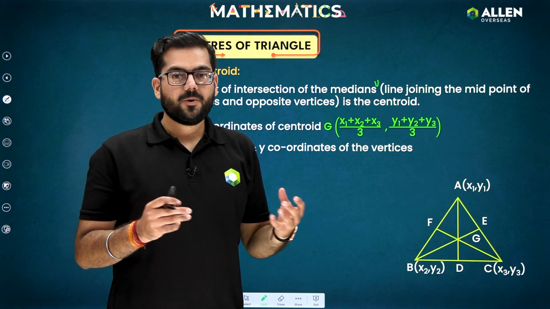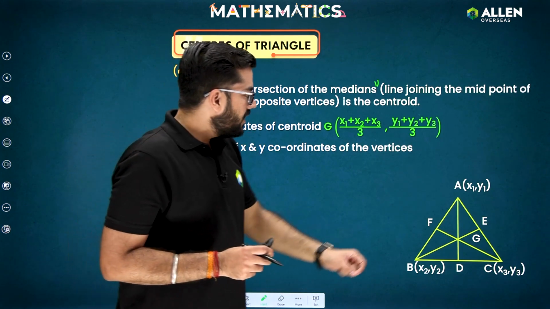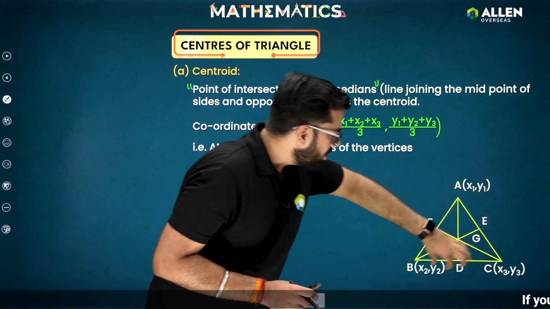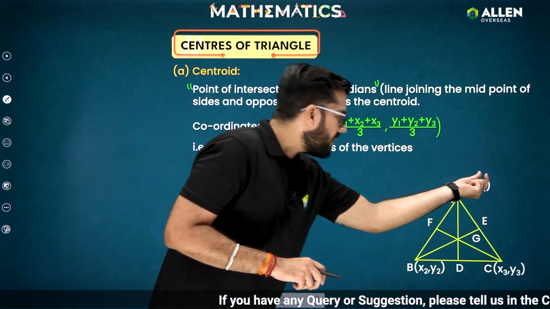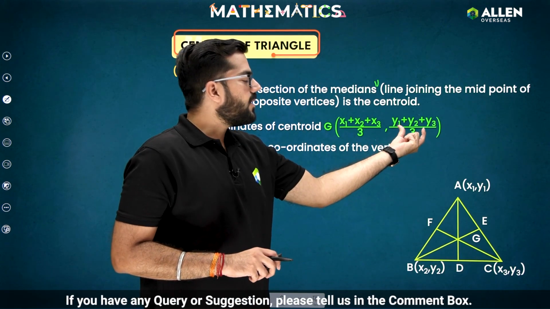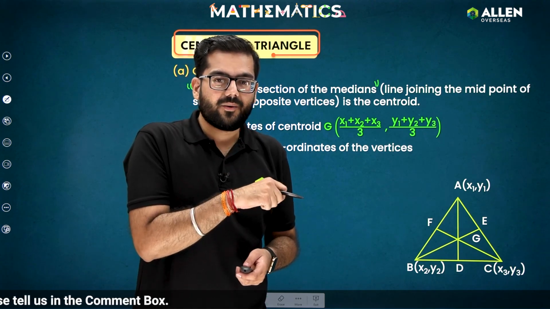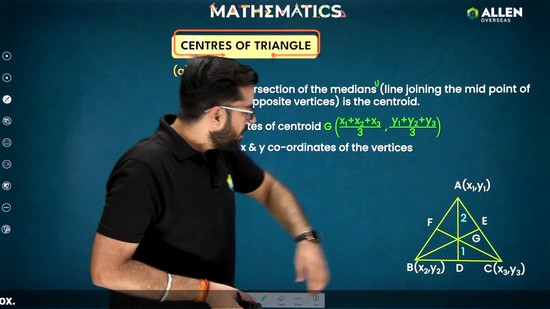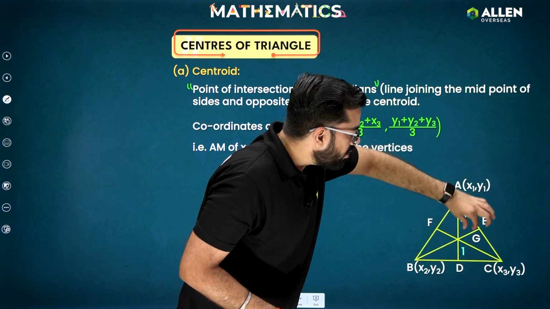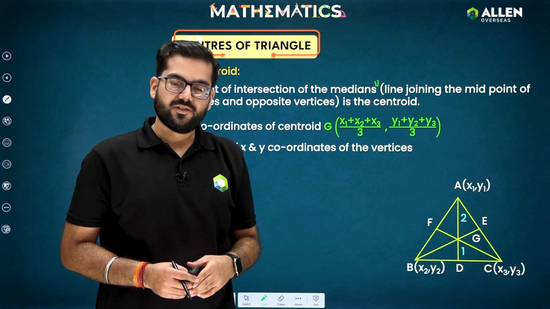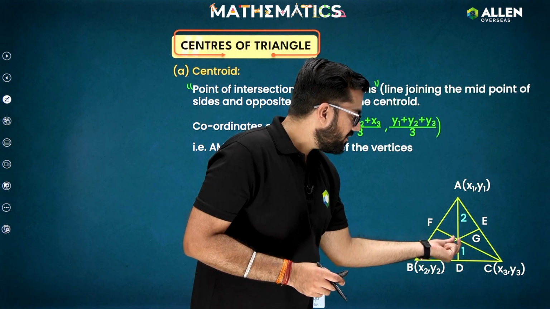Now, what about coordinates? Coordinates are simple. The arithmetic mean of the x coordinates gives the x coordinate of the centroid. Similarly, the arithmetic mean of the y coordinates gives the y coordinate of the centroid. The next most important point: the centroid cuts the median in the ratio 2:1. So each median has the ratio 2:1 with respect to the centroid.